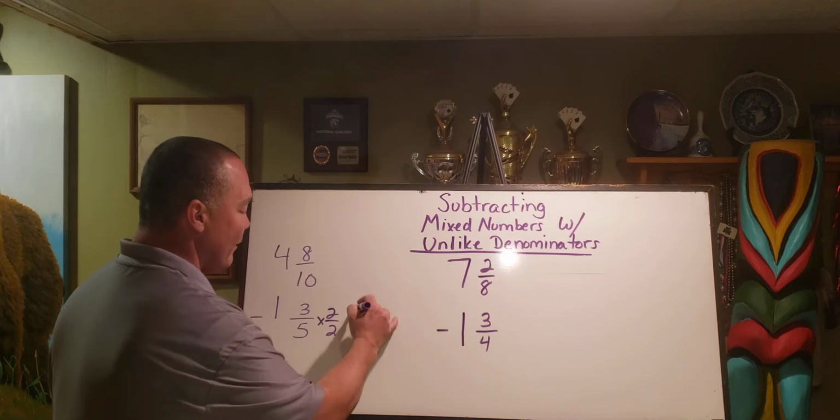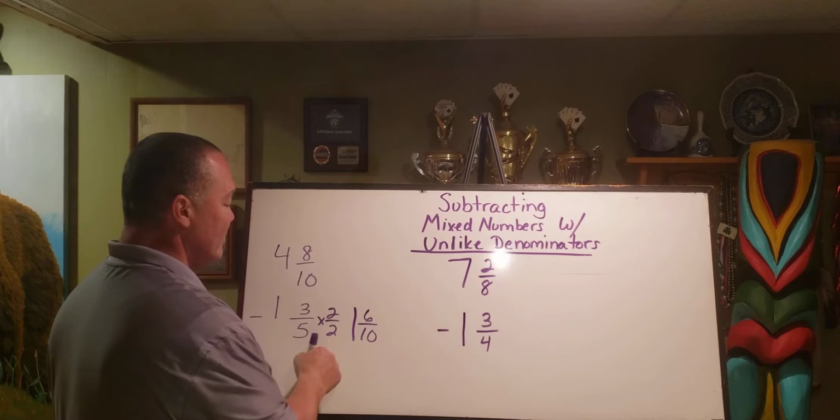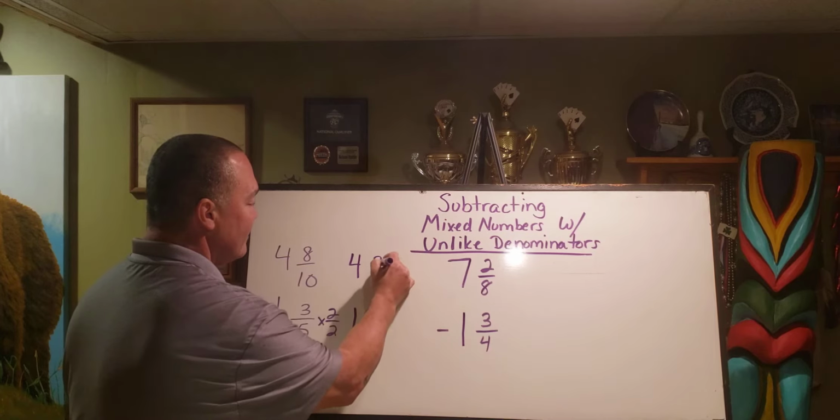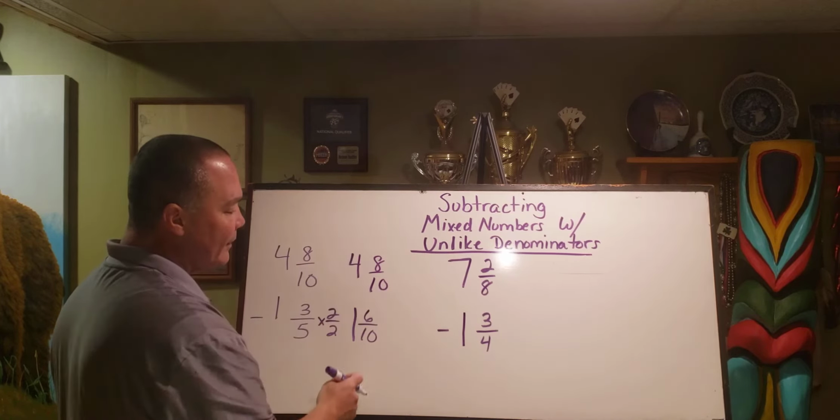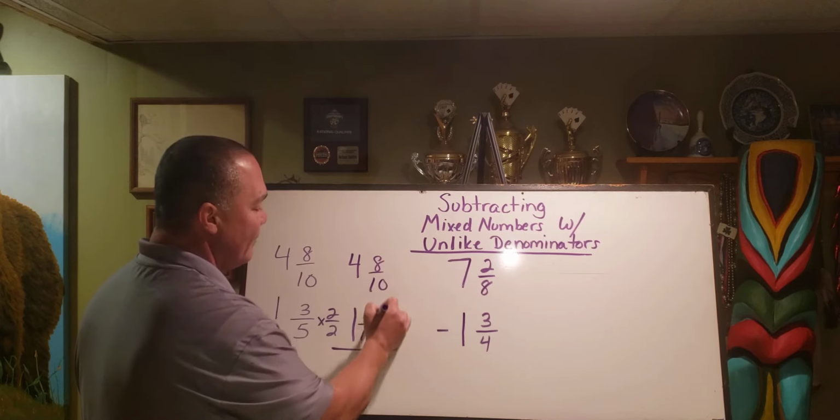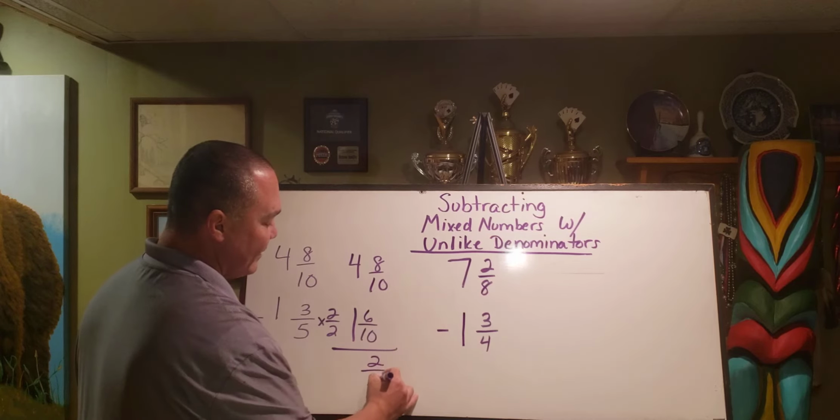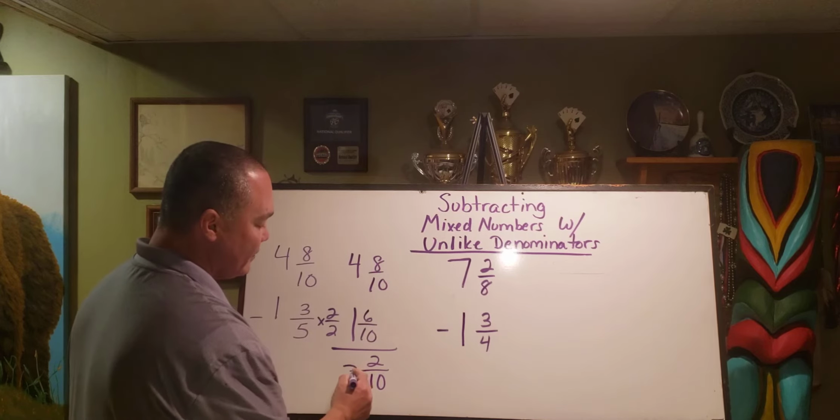I'll bring my 1 over because I can't leave my whole number. It's a mixed number, right? And we know we're subtracting. All I have to do now is bring over 4 8/10, making sure my fractions are lined up vertically. Remembering my operation is subtraction. So 8 minus 6 is 2. The denominator stays the same. 4 minus 1 is 3.